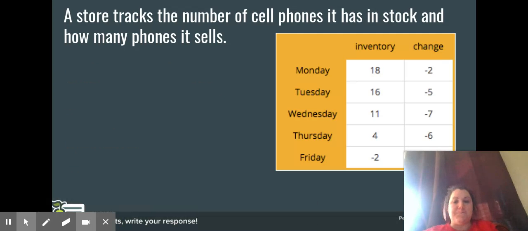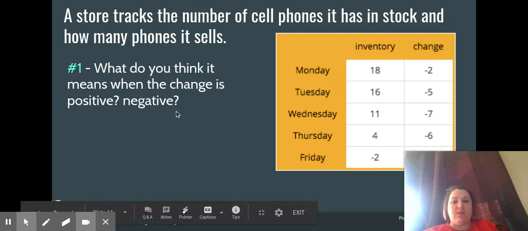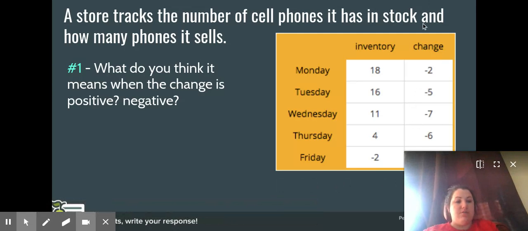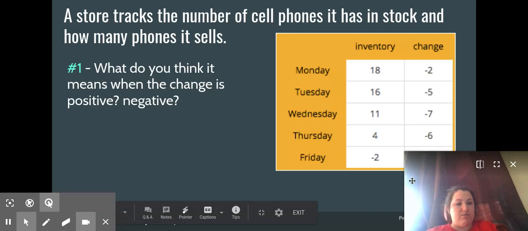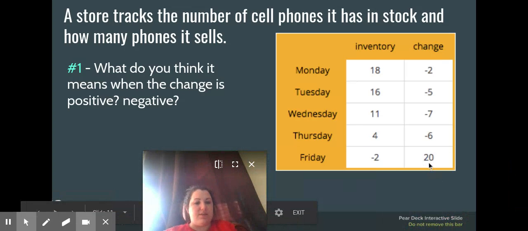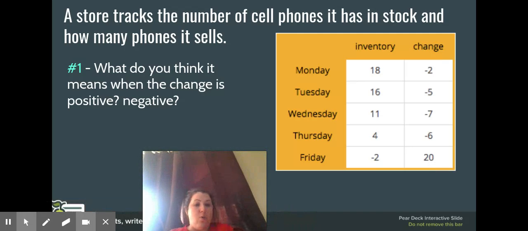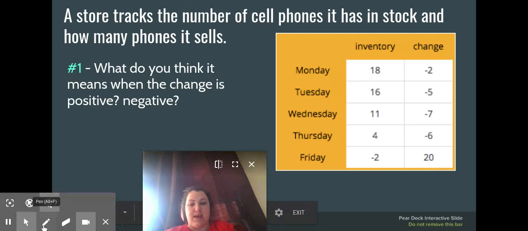Okay. So your first question is this: what do you think it means when the change is positive? What do you think it means when it's negative? So for example, right here, your change is negative. So on Monday, they had 18. My change is -2. And on Tuesday, now they have 16. What do you think this negative could mean? If you look on Friday, underneath my screen, you can see that the change is 20. Why do you think it's positive in this case?